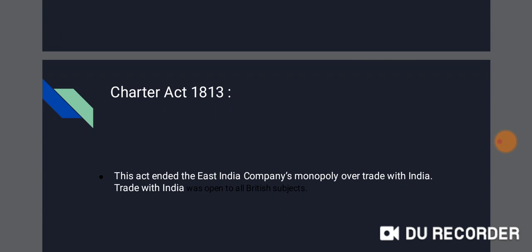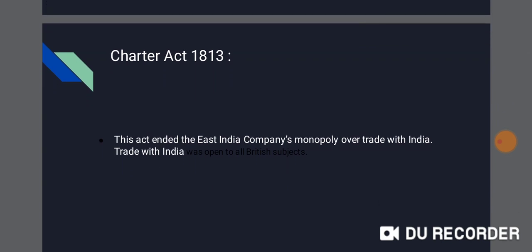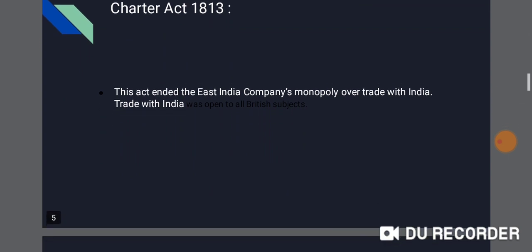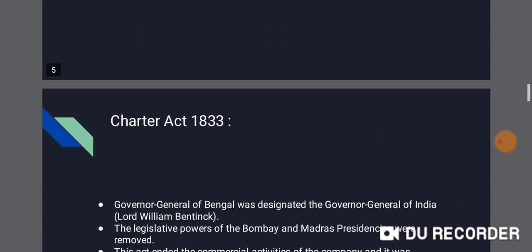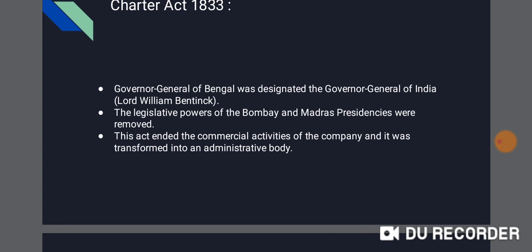Charter Act 1813. The act ended the East India Company's monopoly over trade with India. Charter Act 1833. The Governor General of Bengal was designated the Governor General of India. The legislative powers of the Bombay and Madras Presidencies were removed. This act ended the commercial activities of the company and transformed it into an administrative body.